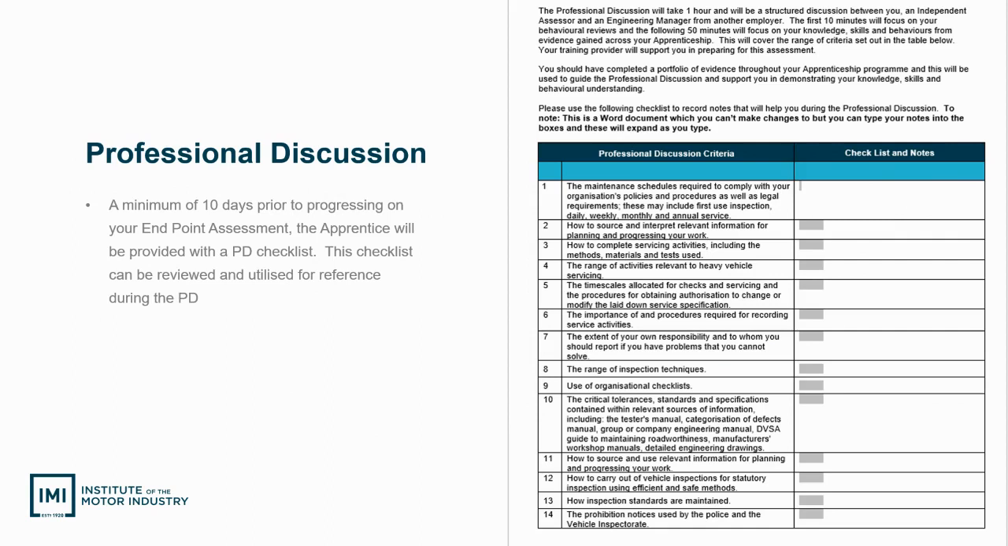Each heavy vehicle apprentice will be provided with access to the professional discussion checklist by the IMI. The checklist identifies each of the questions the apprentice will discuss during their professional discussion. The checklist can be populated by the apprentice and utilised as a prompt during the professional discussion. This checklist is available on the IMI website and is also provided when the endpoint assessment is booked for the apprentice.